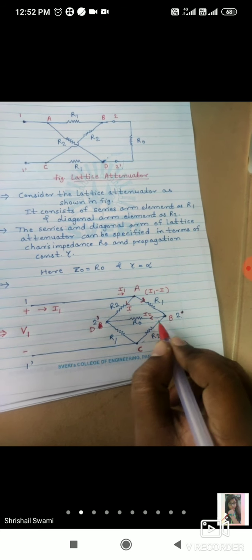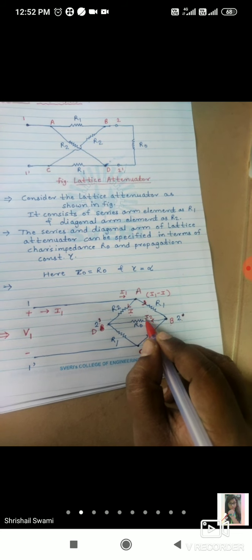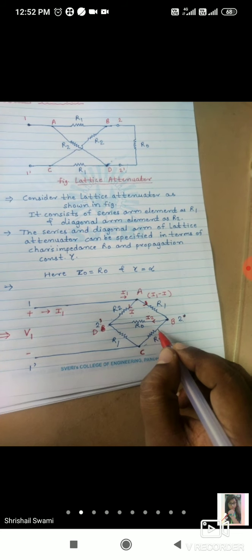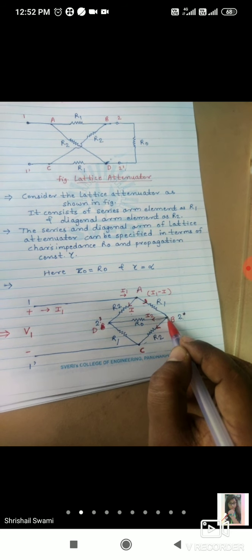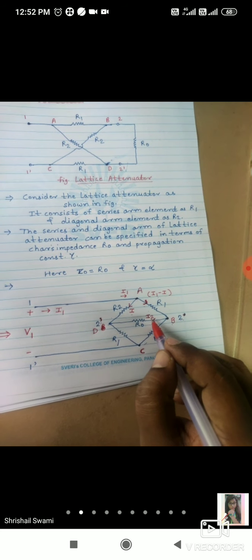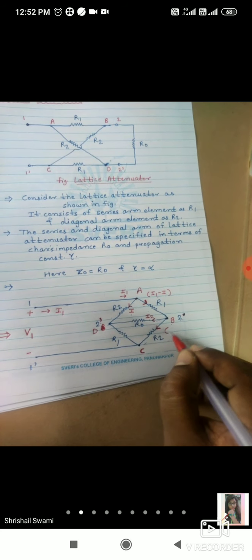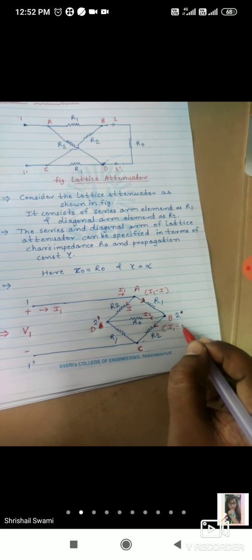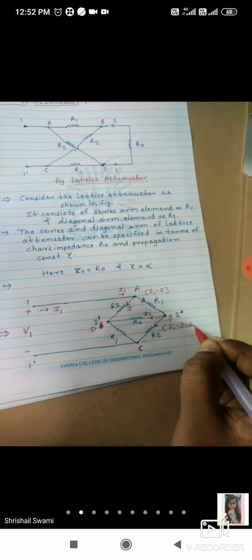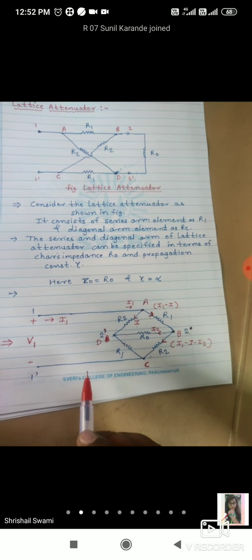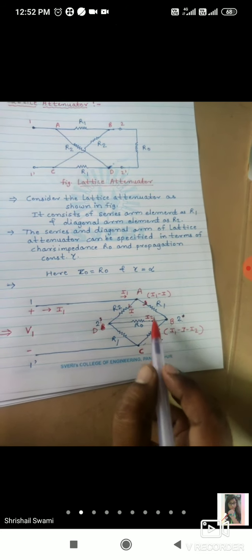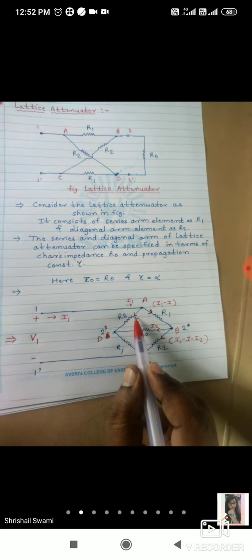Because at the second port we are taking the current as I2. So consider this current as I2. Now tell me, what will this current be? I1 minus I is the total current at this point, and it is getting divided into two parts. If this current is I2, then this current will be I1 minus I minus I2. Understood?